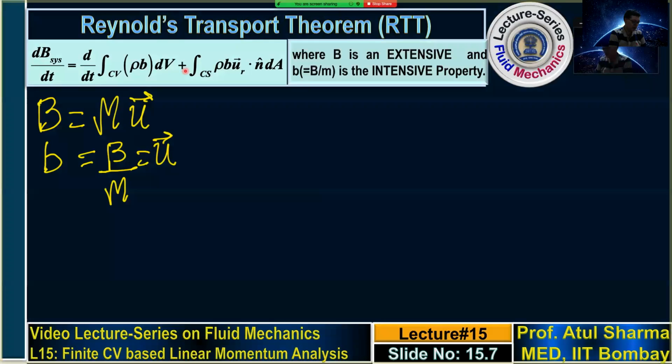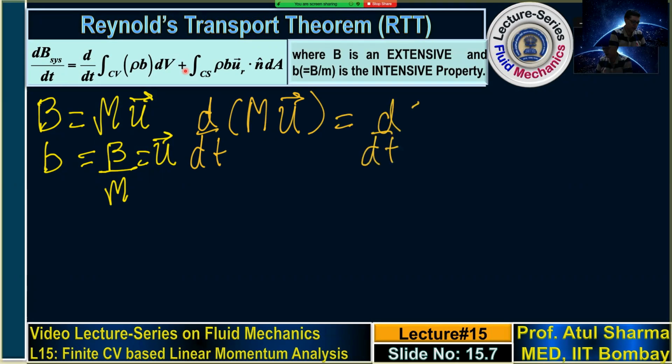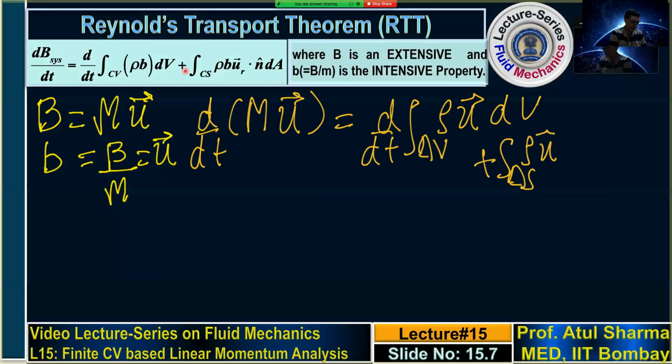When you substitute this capital B and small b, you end up with this equation from the Reynolds transport theorem for momentum conservation. D by dt of m u vector is equal to d by dt of the volume integral of rho u vector dV, plus you get a surface integral of rho u vector, u_r vector dot n dS.